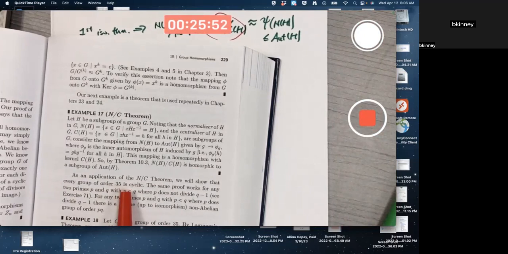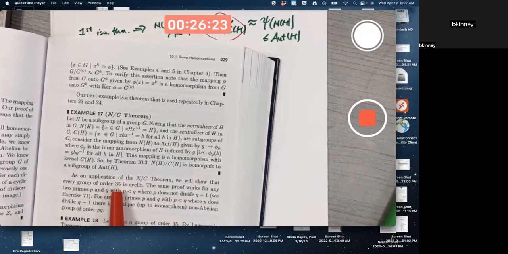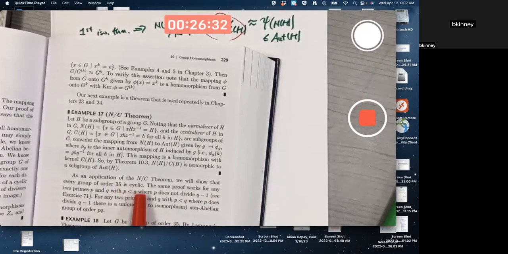What are our classification facts so far? Groups of order p are cyclic, where p is prime. Groups of order p squared, well, there's only two possibilities. They are abelian, either cyclic or the external direct product of Z_p with Z_p. We also talked about groups of order 2p where p was prime. Two possibilities there as well. 35 is 5 times 7, not 2 times some prime, not a prime squared. The product of two distinct primes, 5 and 7. This is a new classification fact, and the author is claiming any such group must be cyclic.